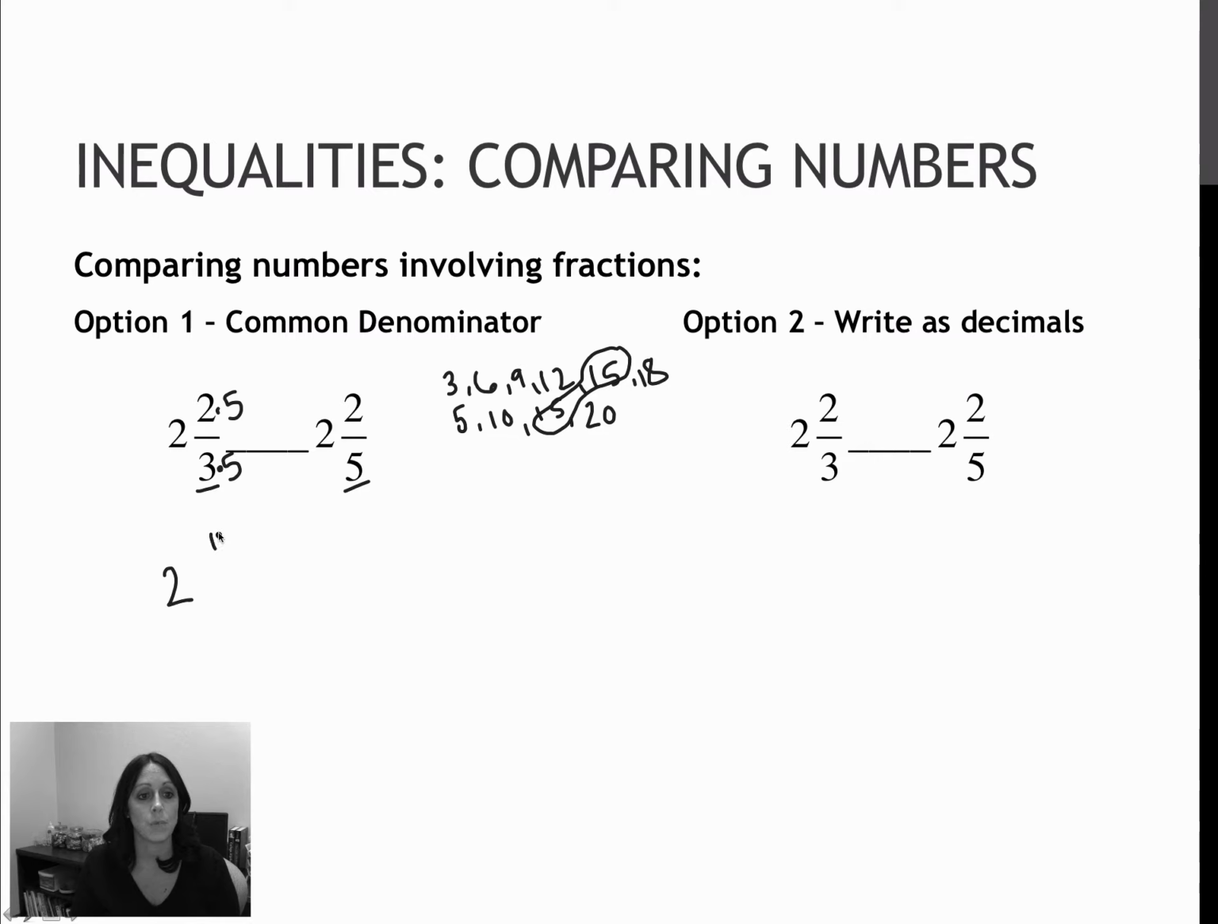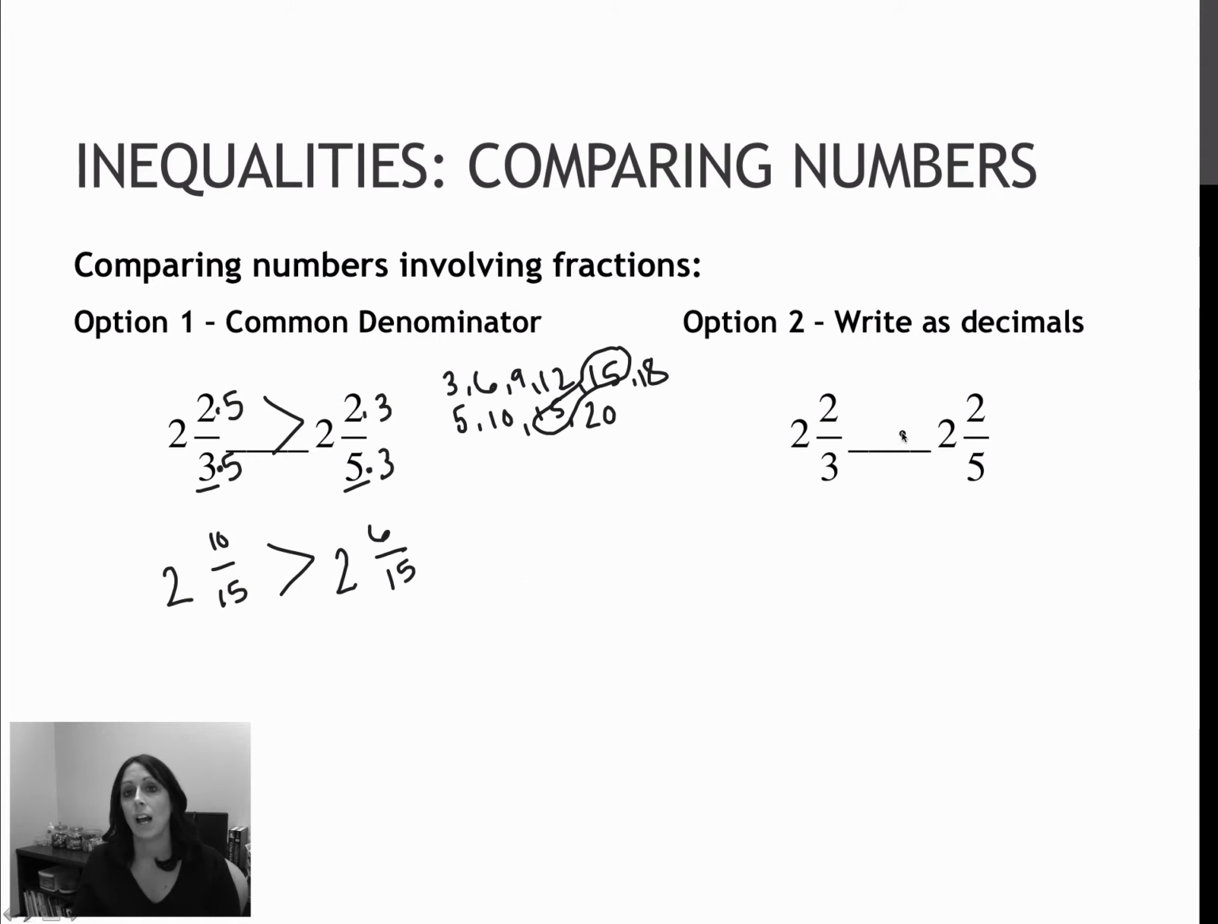So 2 and 10/15. And now I have to look at this in terms of 15ths, so they're broken into the same amount of parts. I would take this times 3, which means I'm going to take the top times 3 as well. So this one turns into 2 and 6/15, and obviously 10/15 is bigger than 6/15, and so my sign is greater than.